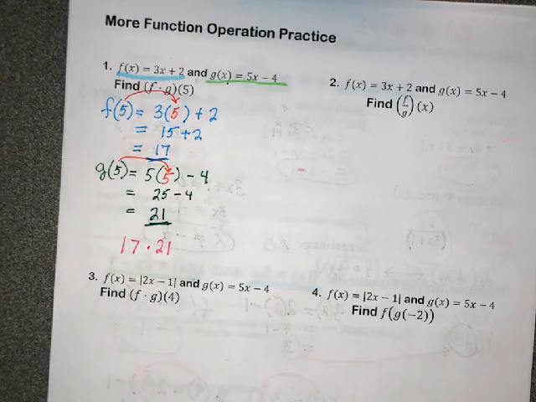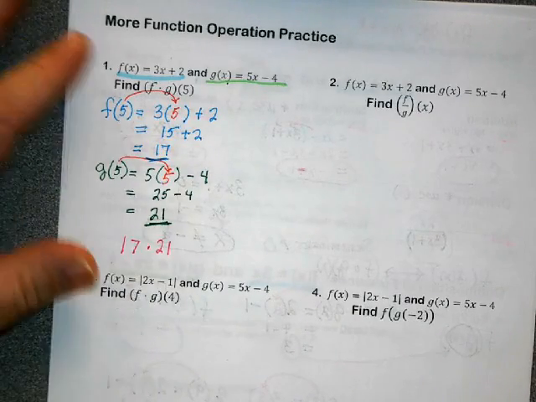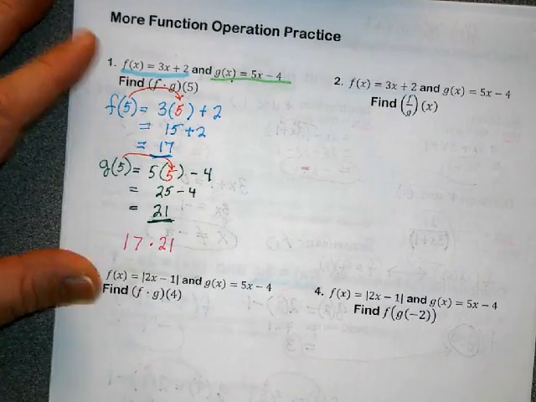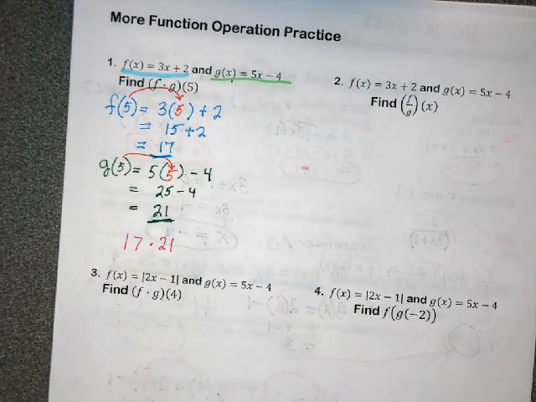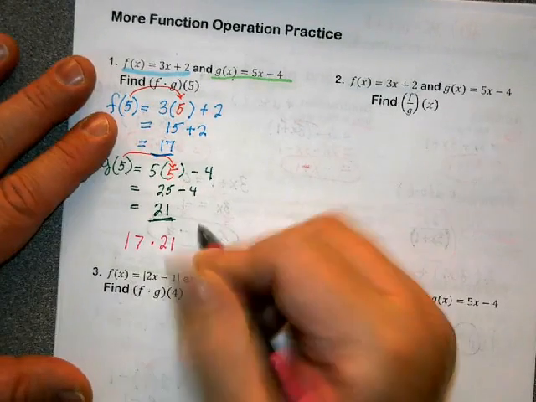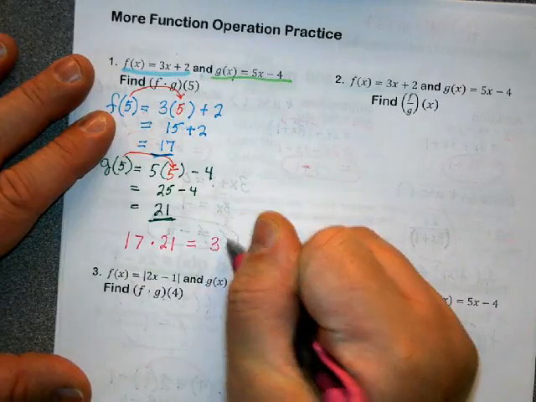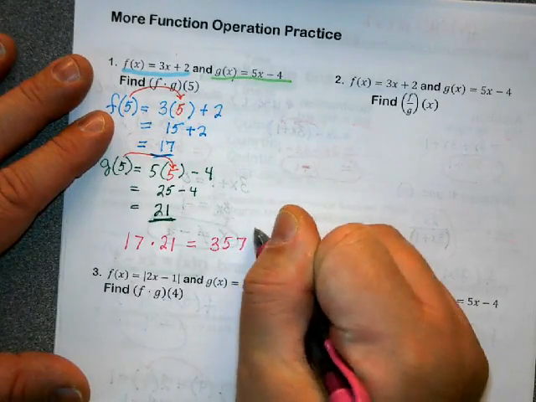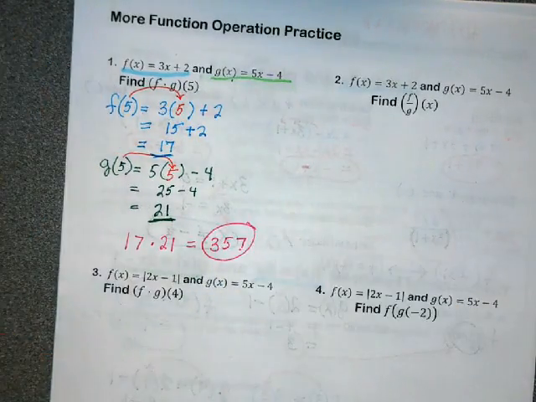Okay, 17 times 21. What do we get? Hey, put all your calculators back, by the way. 357. So we're done. There's the shortcut way. You want to see the long way? No, please, stay with the migraine.